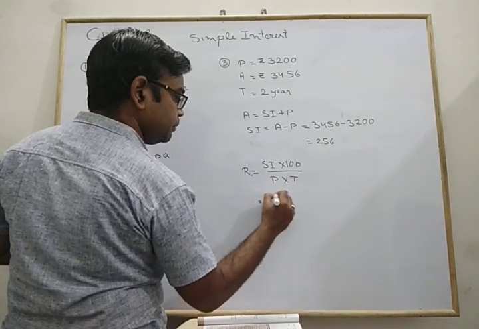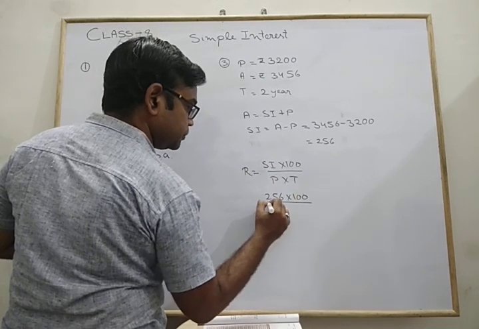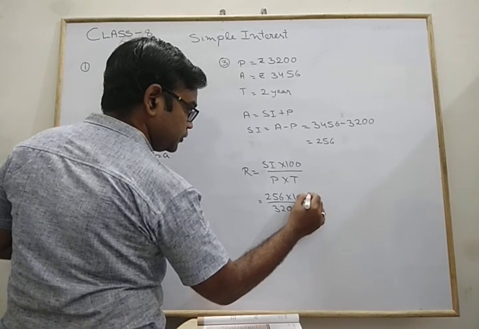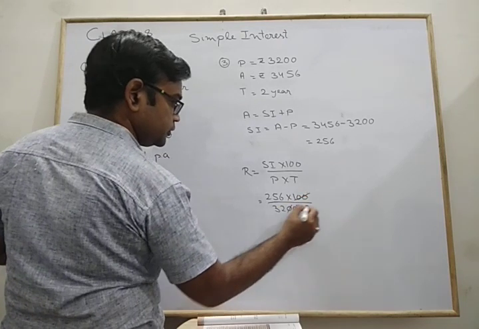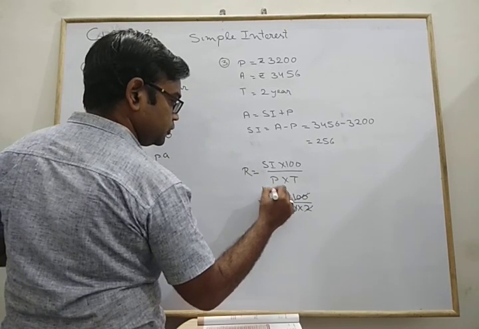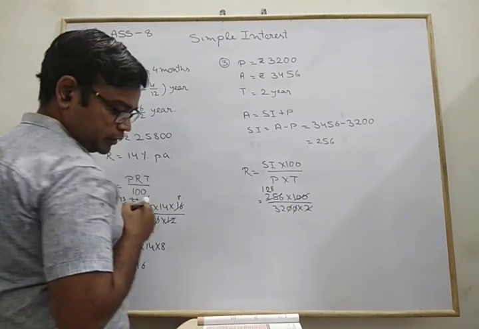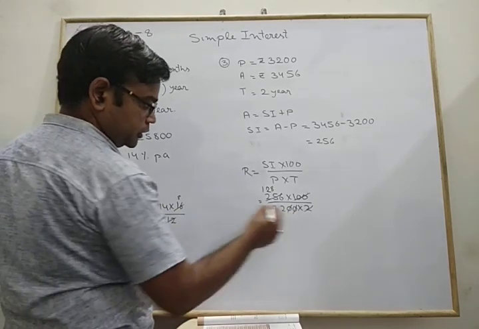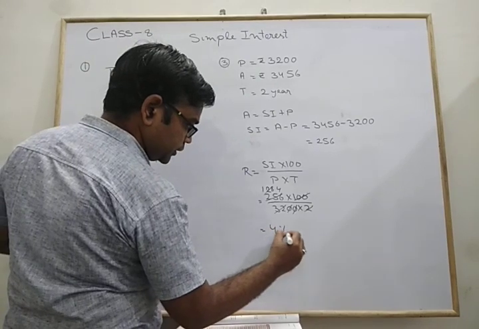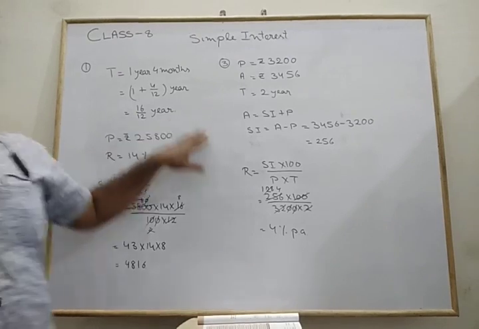SI is 256, into 100, by principal 3,200 into time 2. 2 zeros removed, 2 ones are 2, 2 twos are 4, 2 eights are 16, so 32, 32 fours are 128, 32 fours. So rate of interest is your 4% per annum. This is the solution of question number 3.